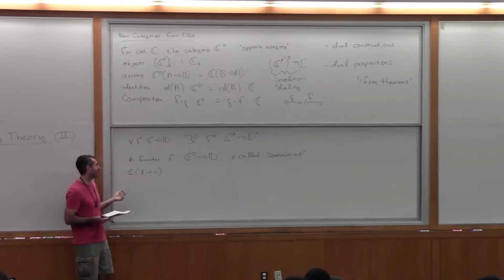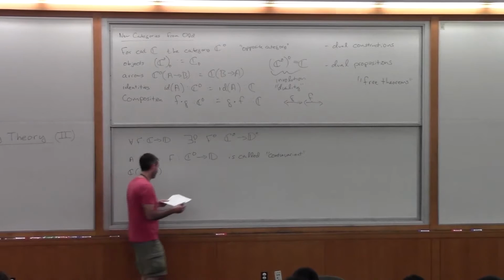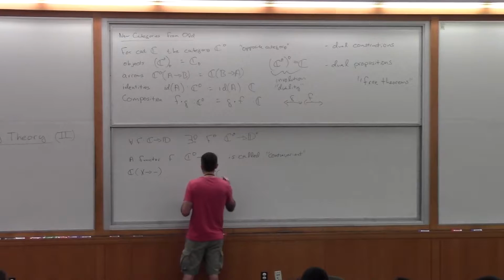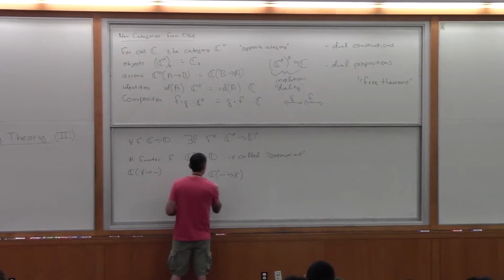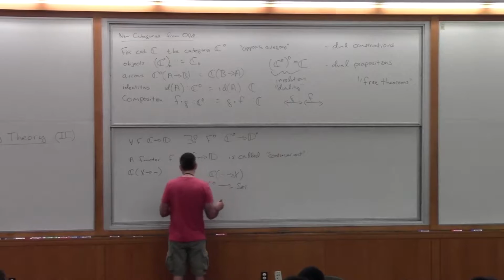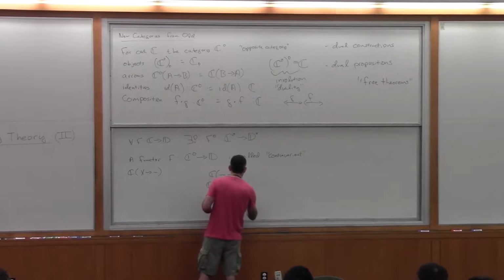So the obvious question is, what happens if we put the hole in the other position? So we can define a functor. I'll write it over here. C(-, x), right? And what does this do? Well, it goes from C op to Set. And what does it do? Well, it takes an object and puts it in the hole. So it gives you back the Hom set from A to x.